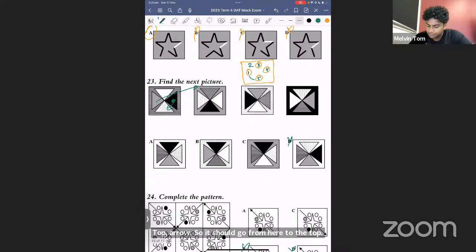Then let's look at gray. Gray should go from this right-hand side to the bottom. So it should go to the bottom. And the only answer that makes sense for that is A.